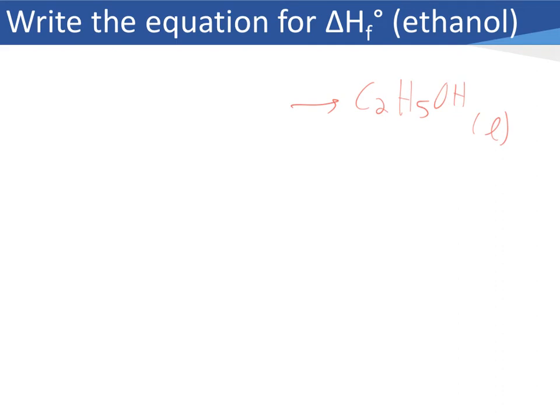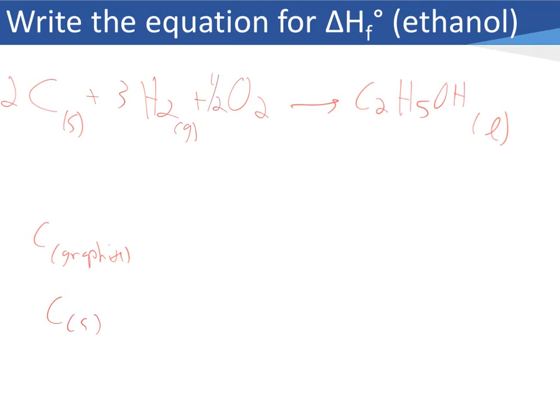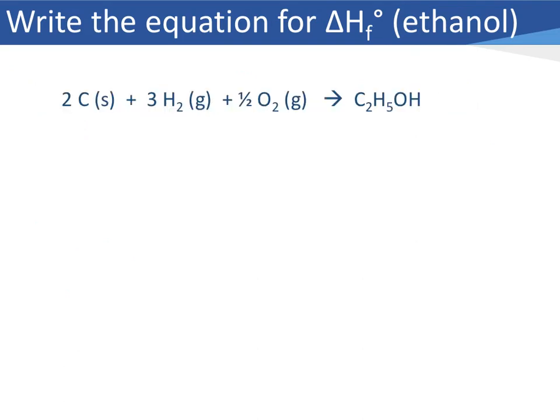What are the elements? Well, we need some carbon, we need some hydrogen, we need some oxygen. We need 2 carbons, and carbon is usually graphite. Sometimes we write carbon and then the word graphite here, or more commonly, we can just write solid carbon. Hydrogen gas, I need 6 hydrogens. So that means I need 3 H2 as a gas. I only need 1 oxygen atom, so 1/2 O2, and that's as a gas. And here it is written a little bit nicer for you. Sorry, I should have included a liquid.